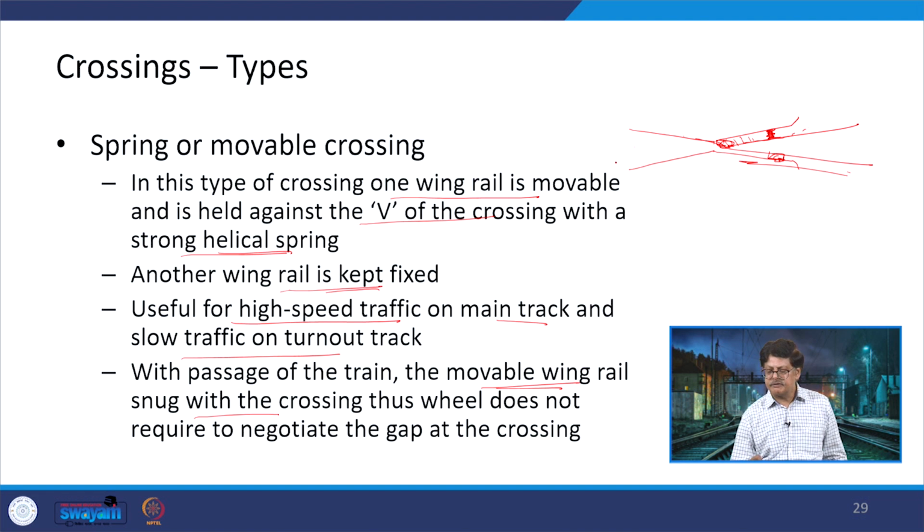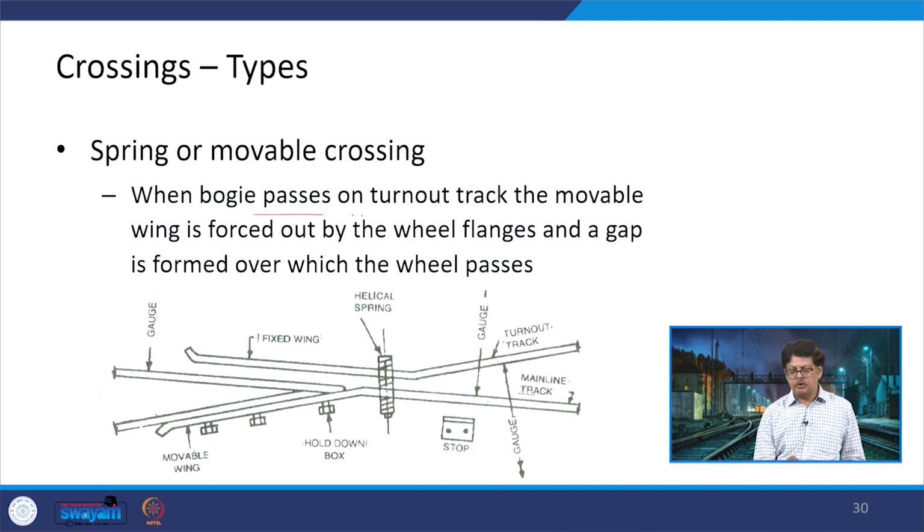But in the other case, if it is going in this form, then it will force the wing rail to go out, and because it is provided with the spring, it will go out and the wheels and flanges will easily move in that direction. So, when the bogie passes on the turnout track, the movable wing is forced out by the wheels and the flanges, and the gap is formed over which the wheel passes. So, that is what I said. This is a sort of arrangement. Here the helical spring is being provided.